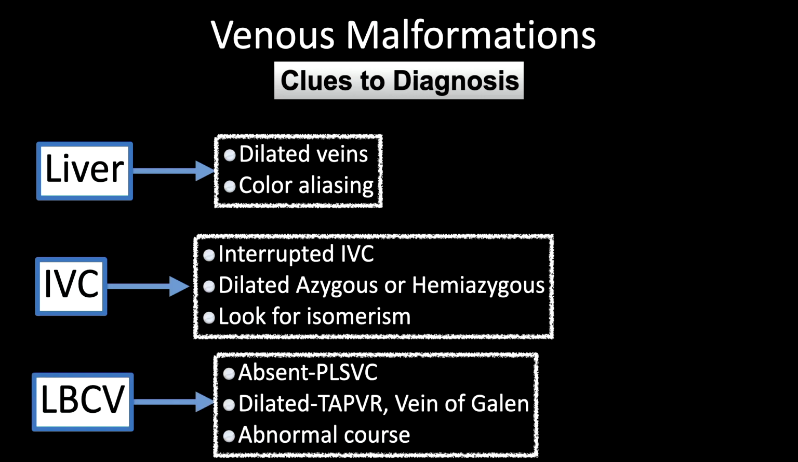And then the left brachiocephalic vein: absent with persistent LSVC, dilated with total anomalous venous return, or other AV malformations in the brain. And most of the time, the abnormal course is just a normal variant.